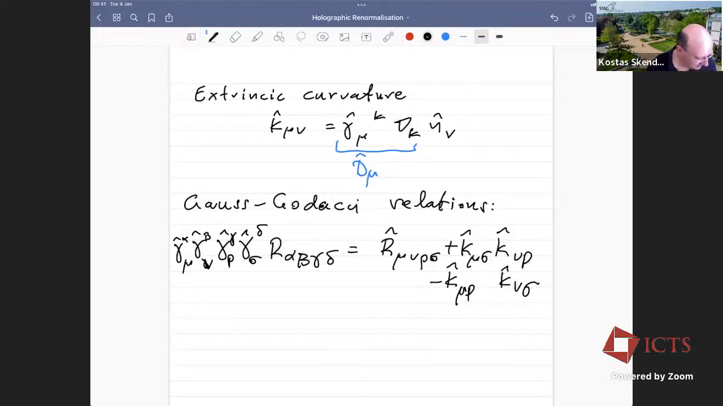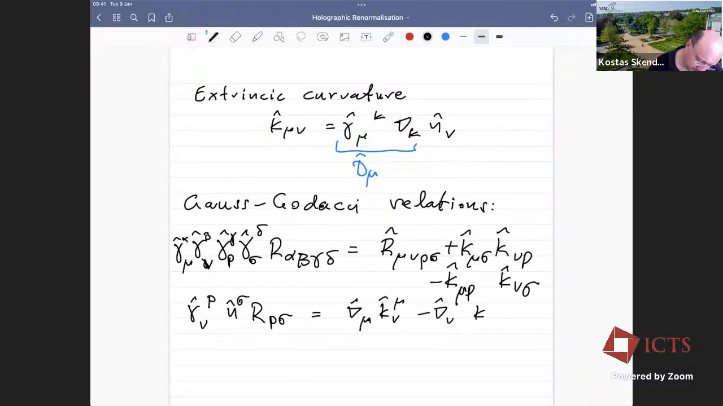And then there is also a relation that involves the Ricci tensor, where now we are contracting one index with a normal and the other with the induced metric. And this gives the covariant derivatives of the extrinsic curvature. Now, using these relations, one can rewrite the Einstein equations in a way which is adapted to the foliation. And this is the format that we use in order to renormalize the theory.